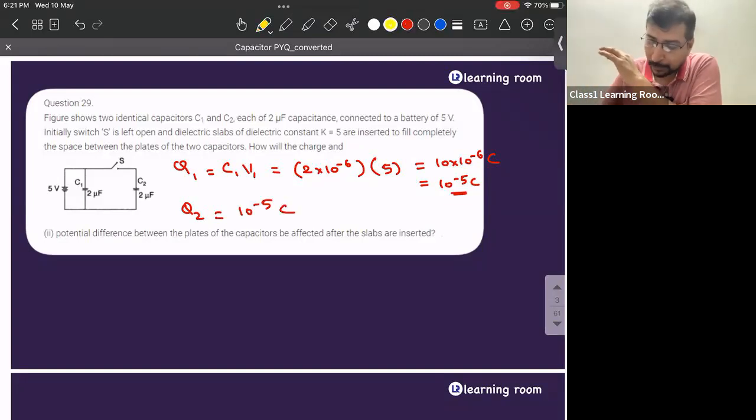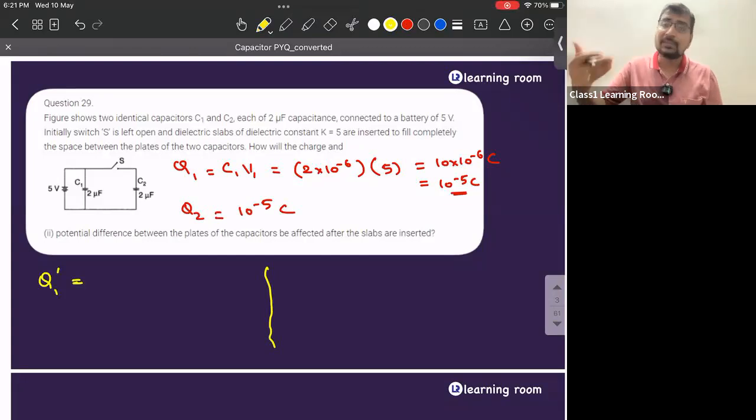Now, what is happening? Observe. Now the dielectrics are inserted. So when the dielectrics are inserted, what will happen to the charge on the first capacitor? The charge on the first capacitor will increase by a factor of dielectric constant times.